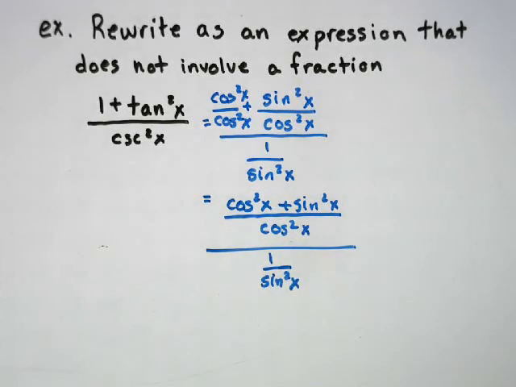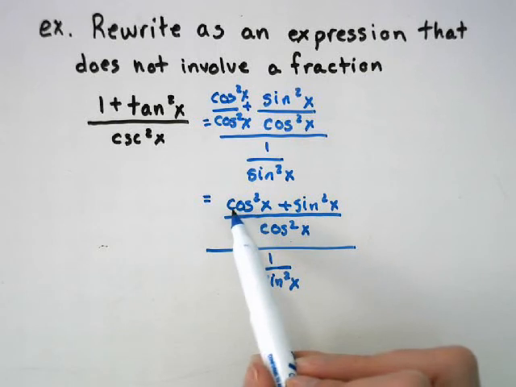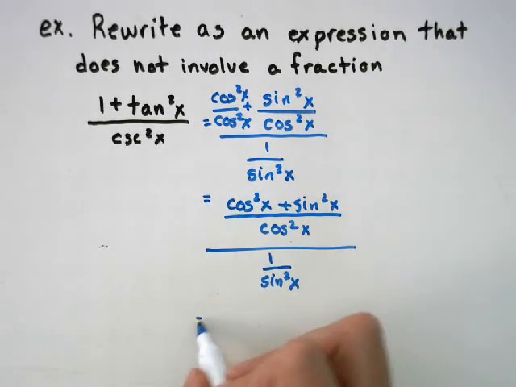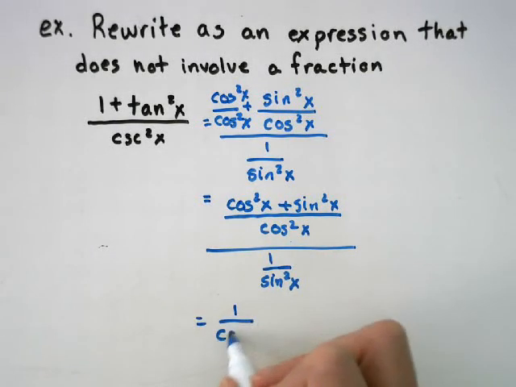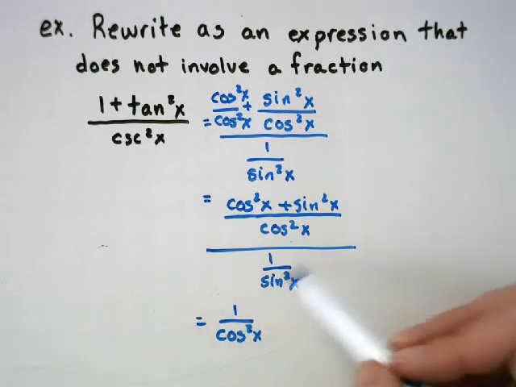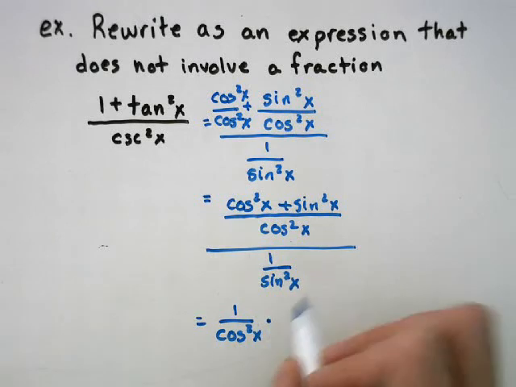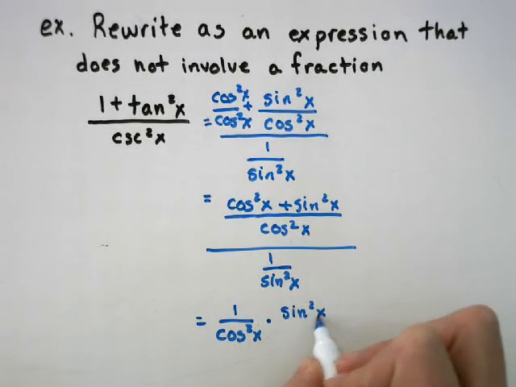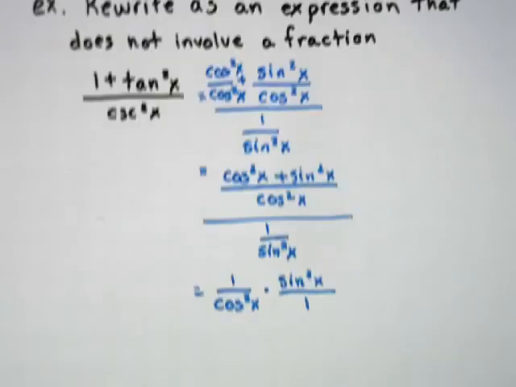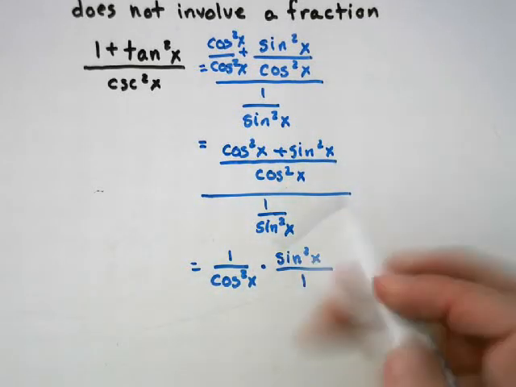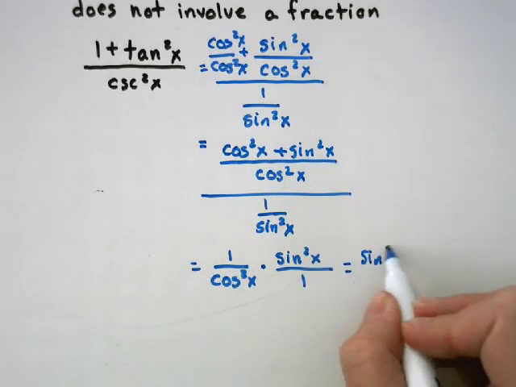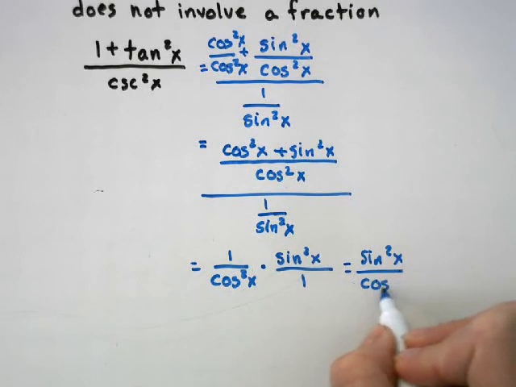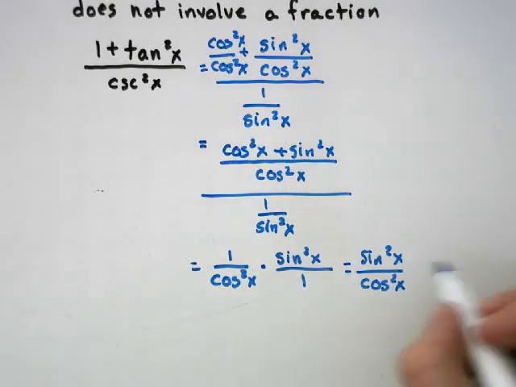So I'm going to do two things in this next step. Cosine squared plus sine squared is just 1. So we're going to have 1 over cosine squared. And then rather than dividing by 1 over sine, I'm going to multiply by sine squared x over 1. Well, sine squared over cosine squared is tangent squared.